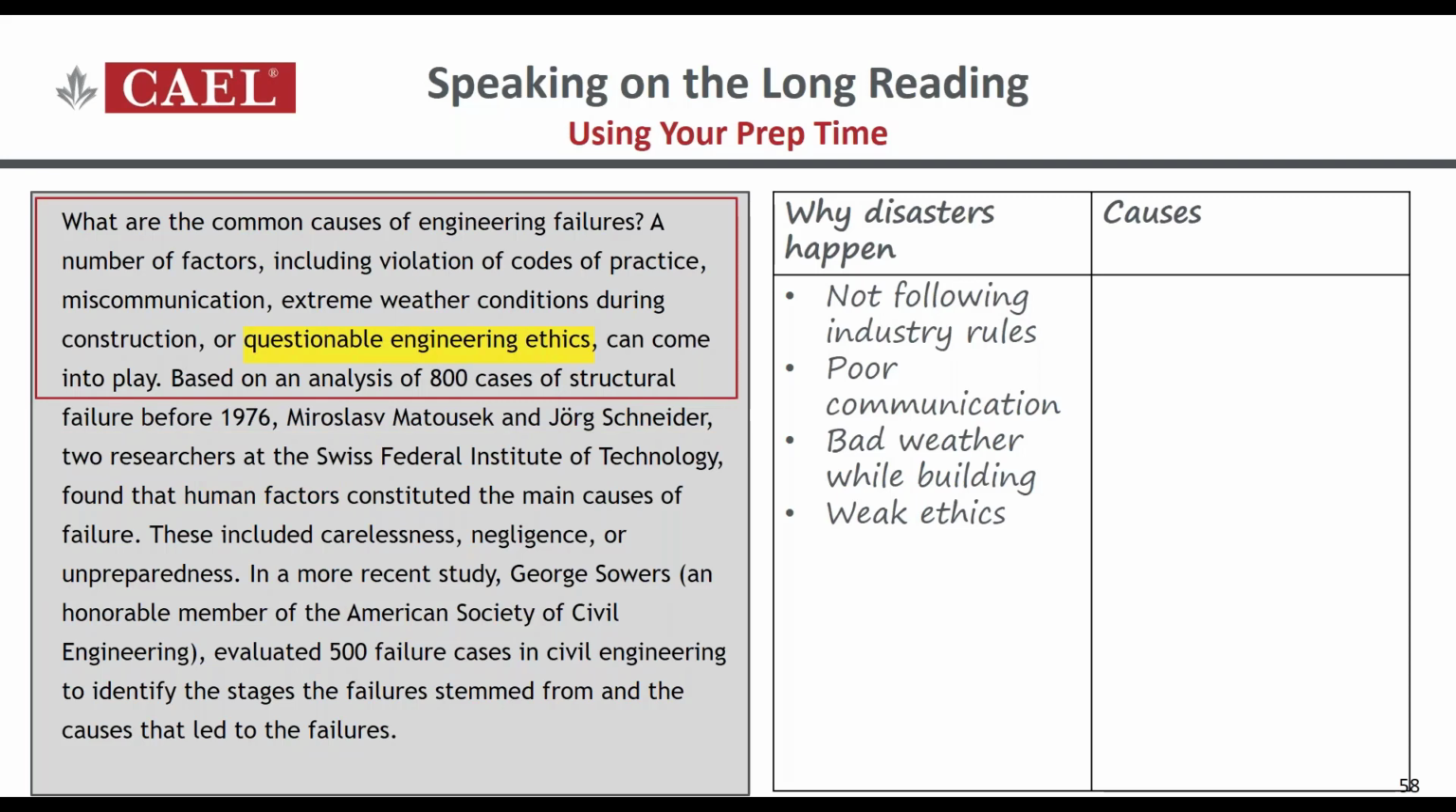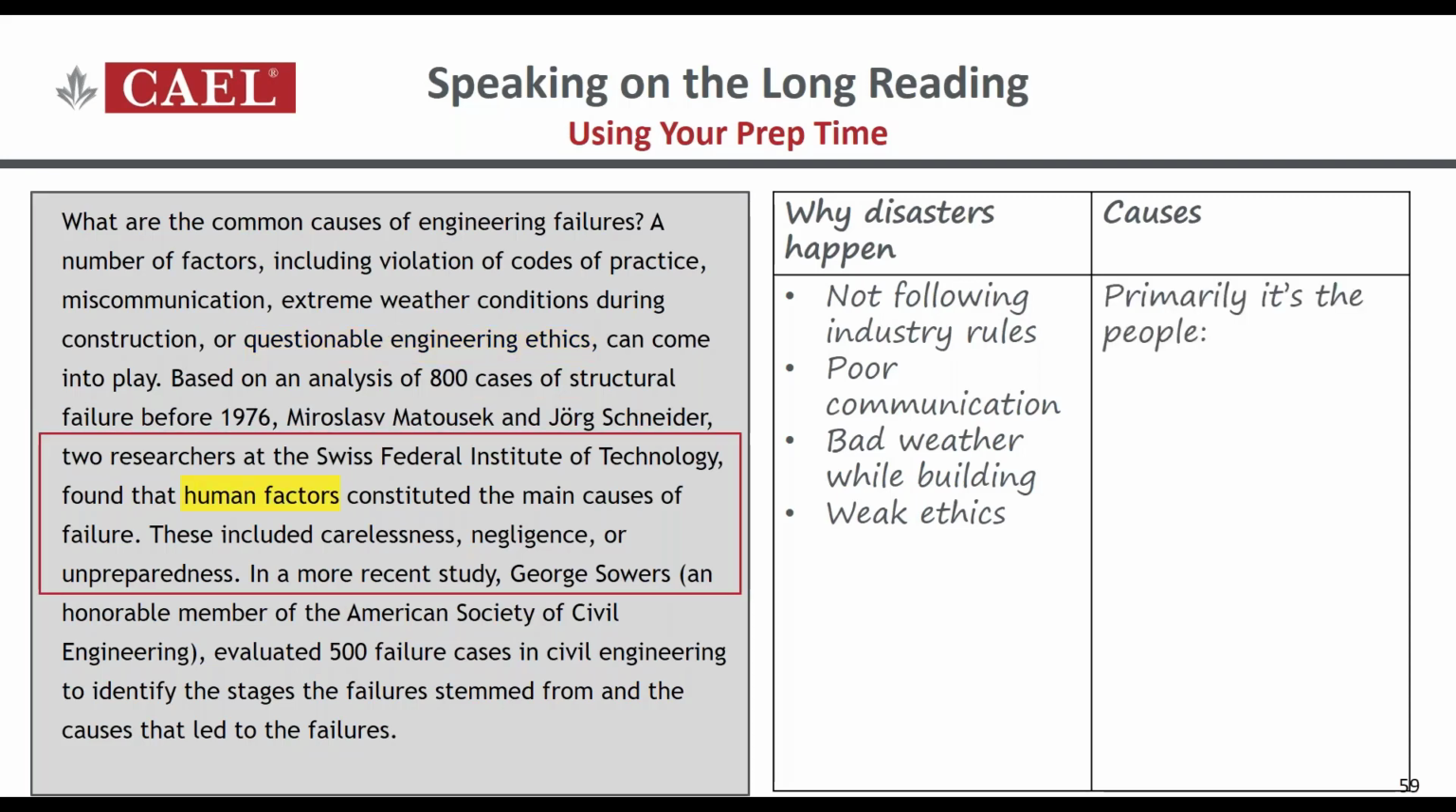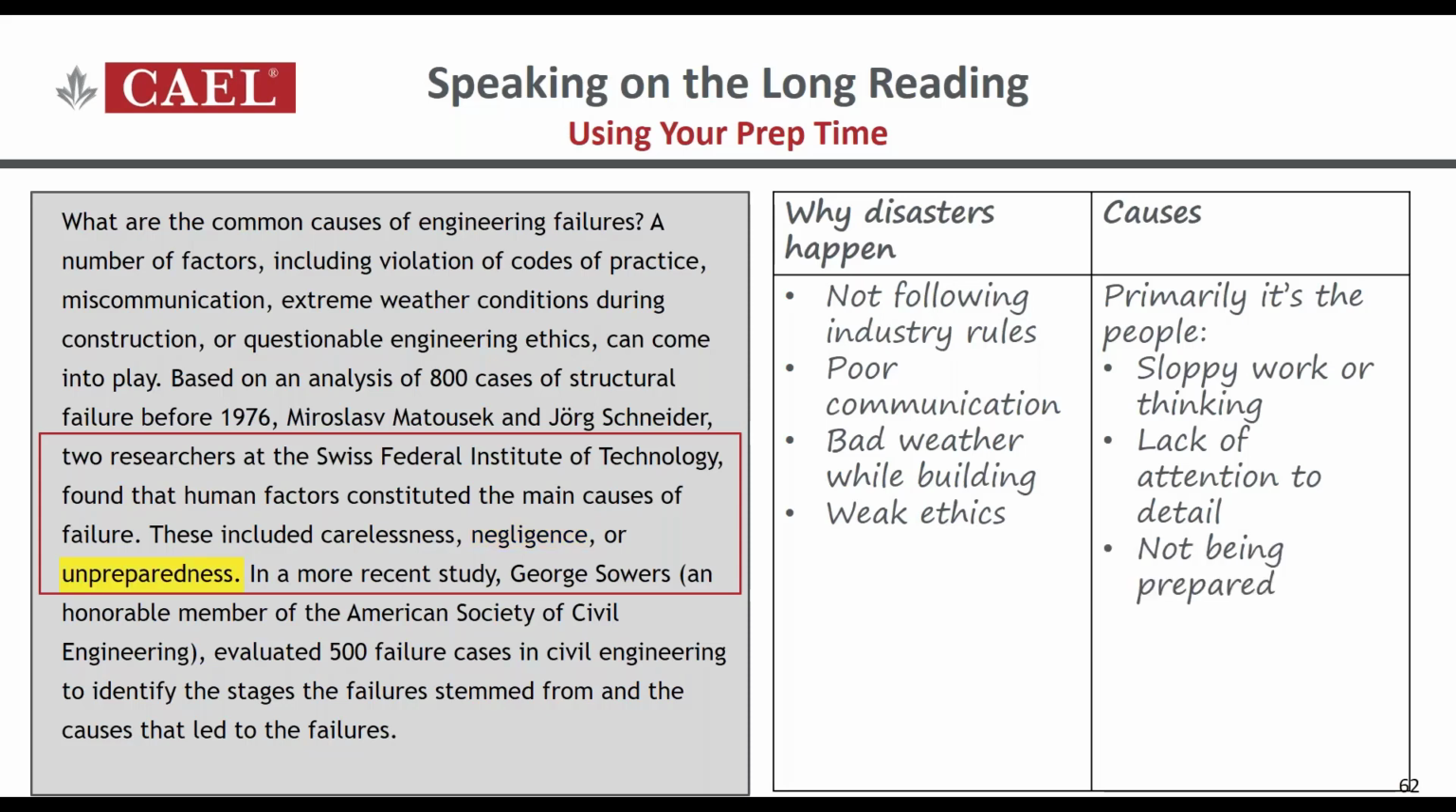So these are the causes section. The first one in causes is in the second part of the paragraph. We can see that it says human factors. So primarily the problem is people. People are not doing their job correctly. And then we see carelessness. That means their work is sloppy or dangerous. And negligence, there is a lack of attention to detail. Or unpreparedness, they are not being prepared. So this is why there are a lot more mistakes and a lot more problems caused in the workplace.